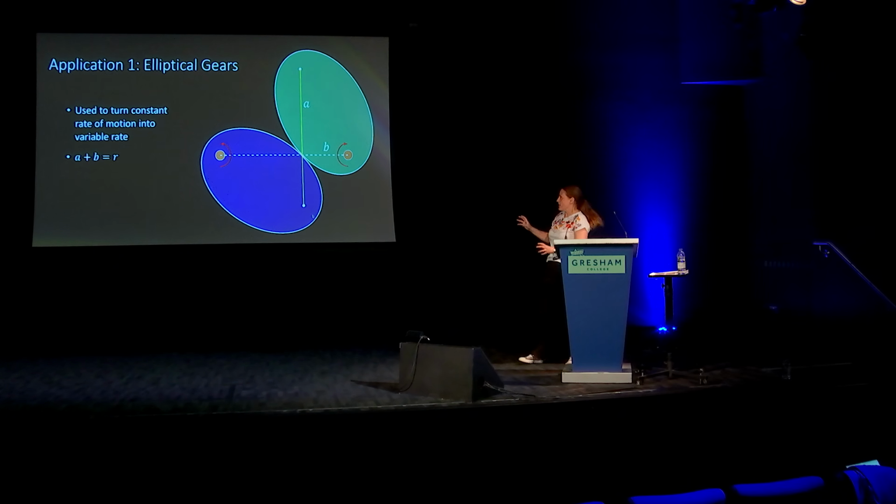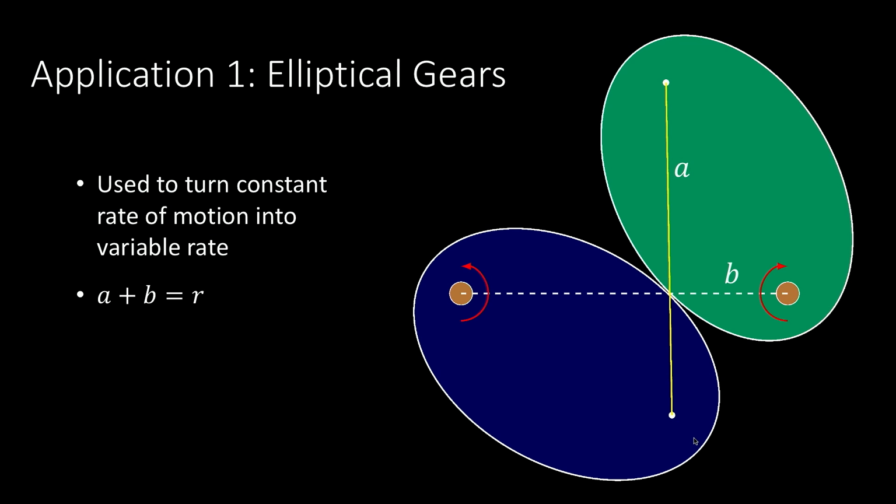So what is this setup? I've got my two gear ellipses, and they have to turn around something. So one focus of each ellipse has an axle through it, and that's what the ellipses are turning around. That's marked with these orange circles and little red arrows there, and we will make it so that they are this distance r apart. So the distance between the two axles is r.